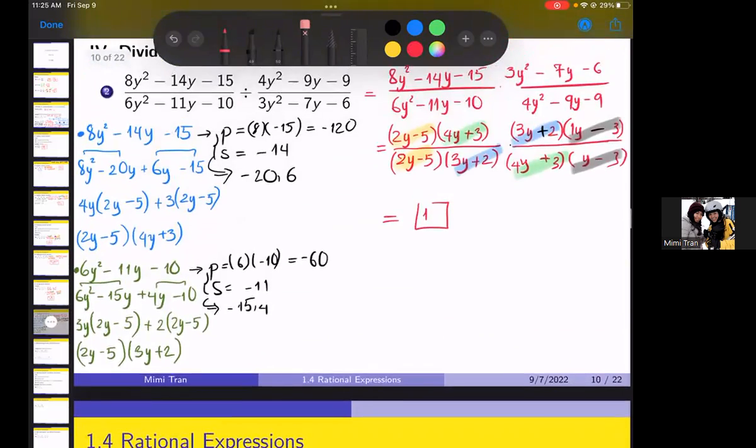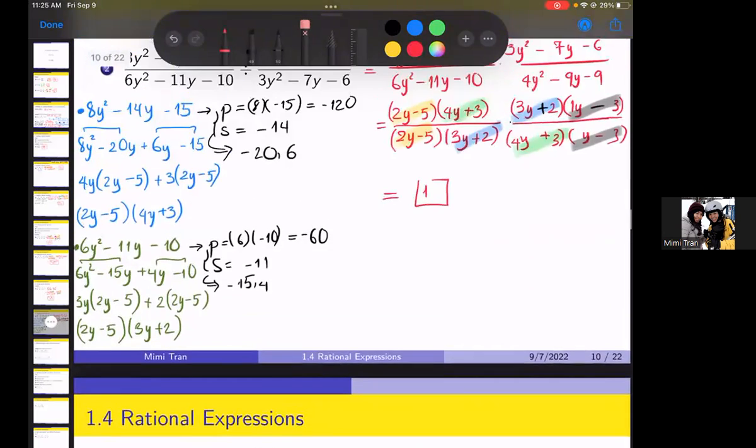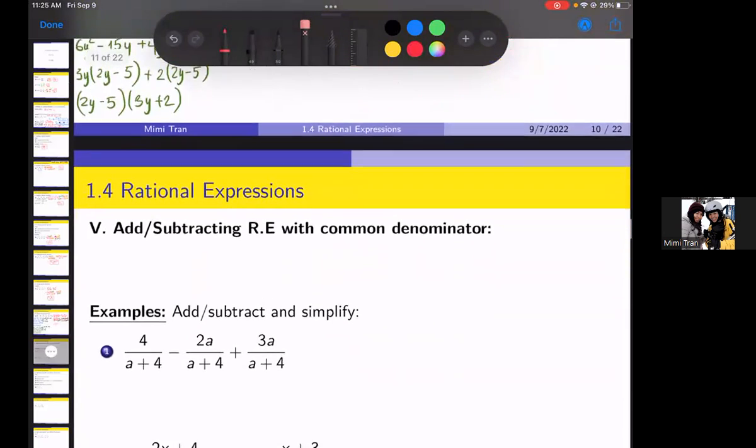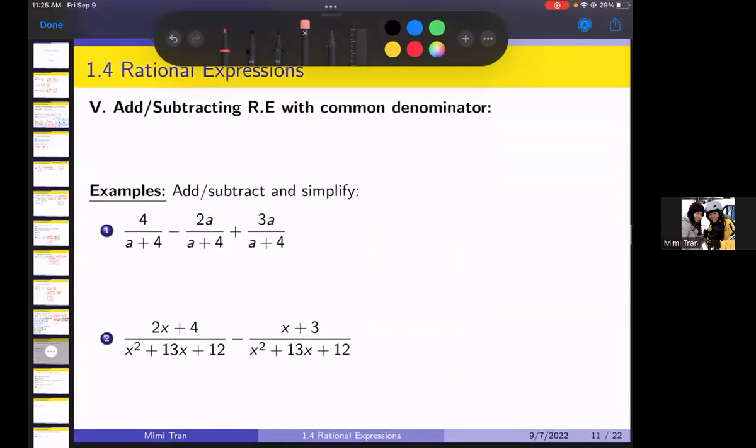Okay, so that is multiplying and dividing rational expressions. Now we add in subtracting rational expressions.